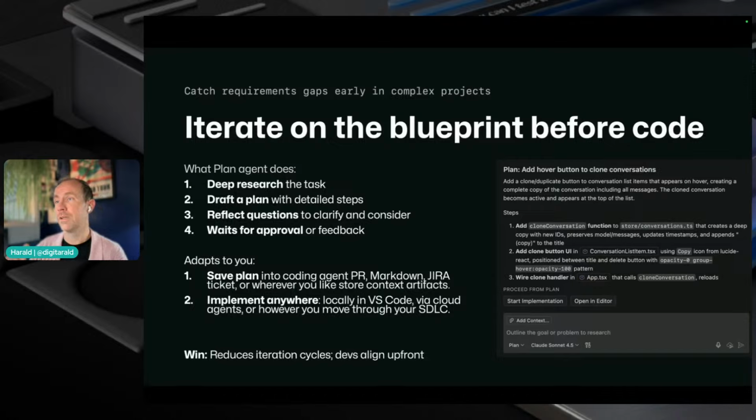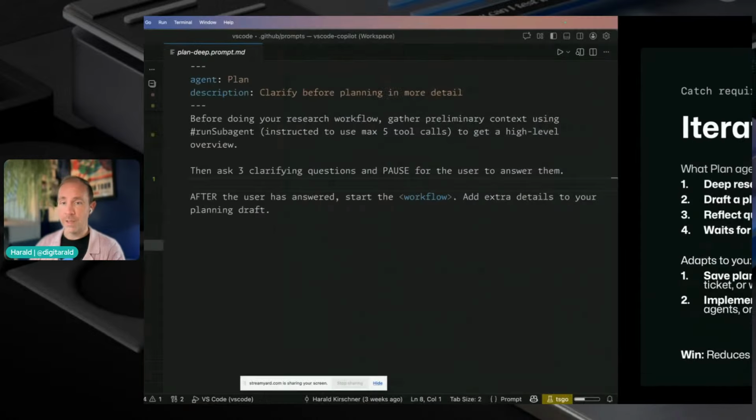You want to put it into your agent memory. But you also want to maybe not implement locally. You want to implement in a cloud agent, or you maybe want to break it down further and implement it step by step in separate tickets. So all these things, the plan mode is extremely adaptive. And I expect most people to take the plan mode and make their own.